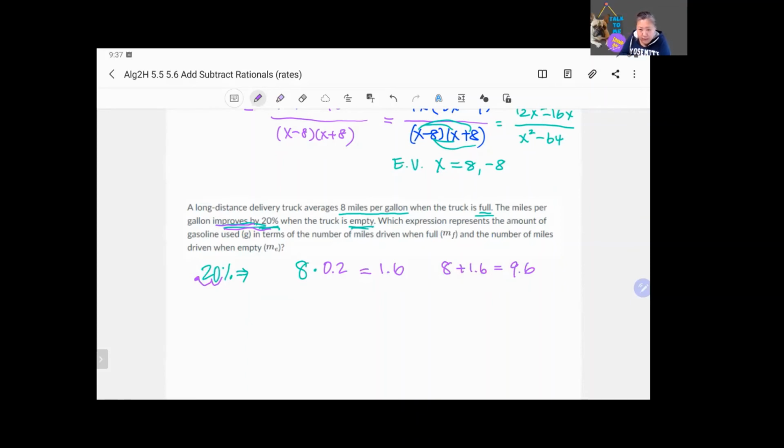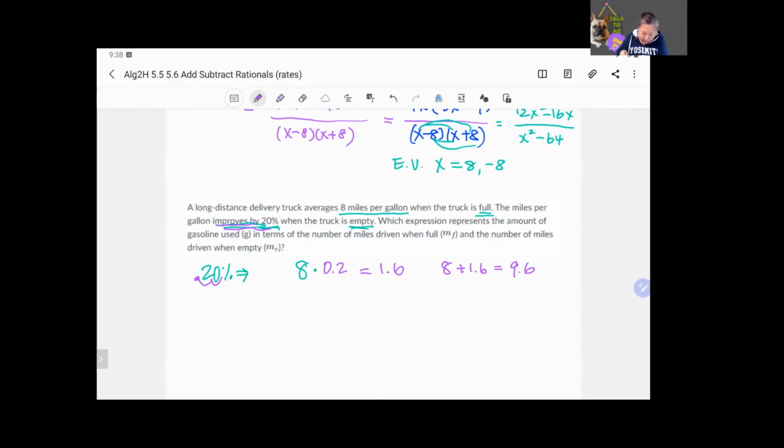So with 1 gallon, fully loaded, the truck can go 8 miles. But if it doesn't have any load, it can go 20% further, which makes 9.6 miles with the same 1 gallon. Okay, so it's more energy efficient, right?